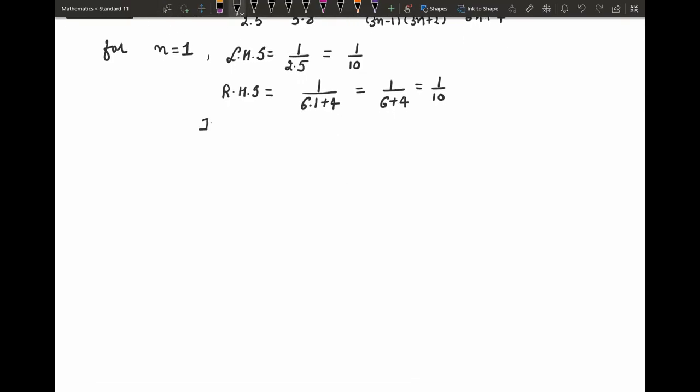So thus LHS equal to RHS, and therefore P of 1 is true. So we have proved that result is true for n equal to 1. Therefore P of 1 is true.